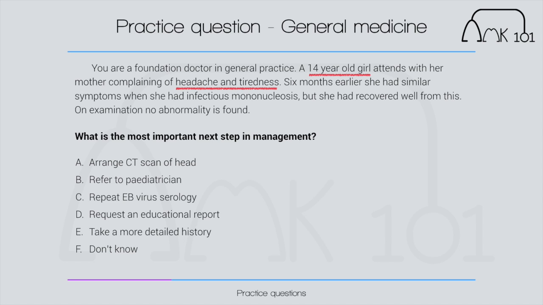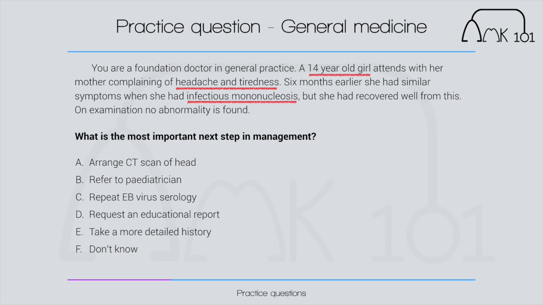Who hasn't occasionally had a headache? Who hasn't occasionally felt tiredness? Use your lay knowledge here. It's unlikely you can make an exact diagnosis. It then tells you that 6 months earlier she had similar symptoms when she had infectious mononucleosis. Infectious mononucleosis is the fancy term for glandular fever due to EB virus infection, and it tells you she got well after this but had similar symptoms.